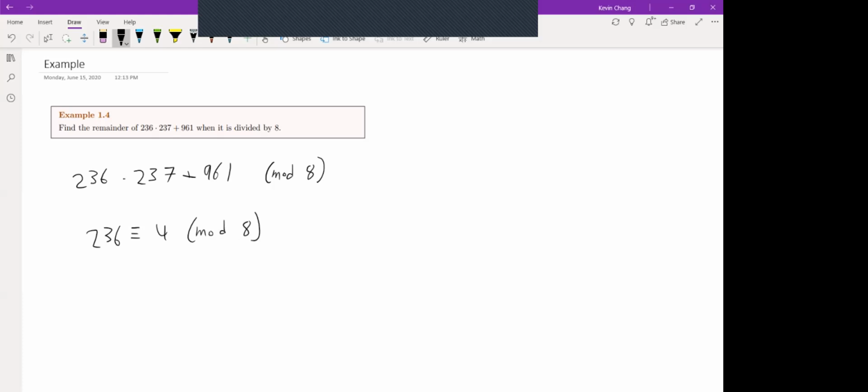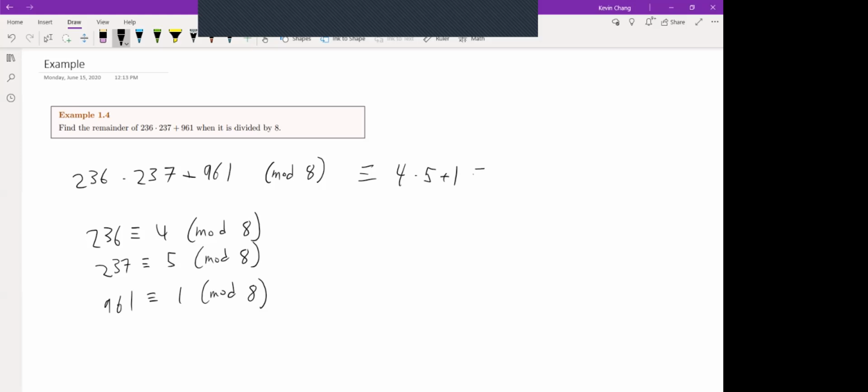And then 237 should be 5 mod 8. And then 961 would be 1 mod 8. And so instead of doing these numbers, we simply use what they're congruent to within the mod 8 system, which makes it just equivalent to 4 times 5 plus 1 mod 8.